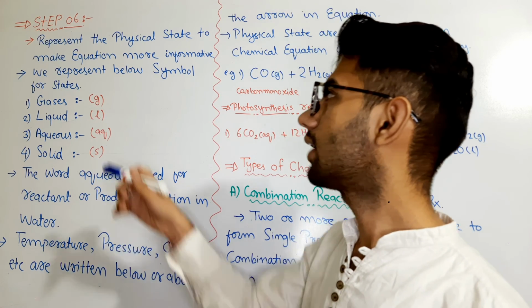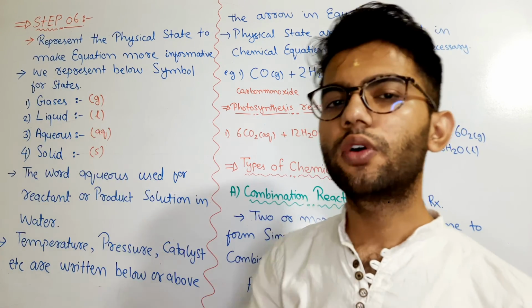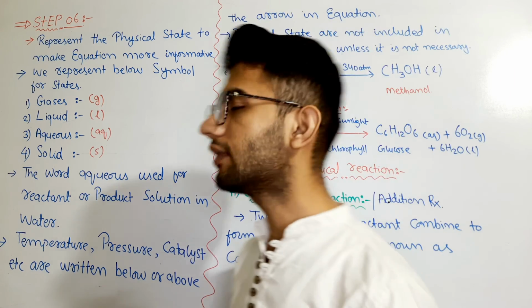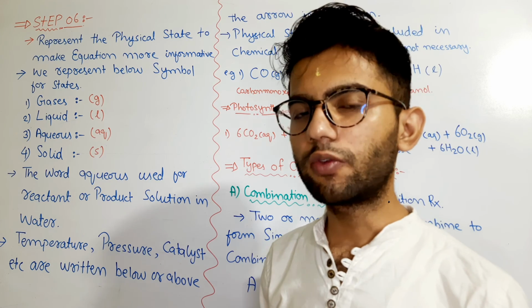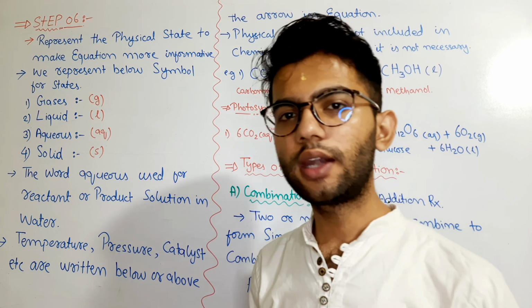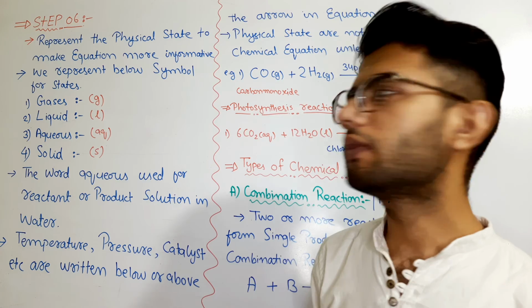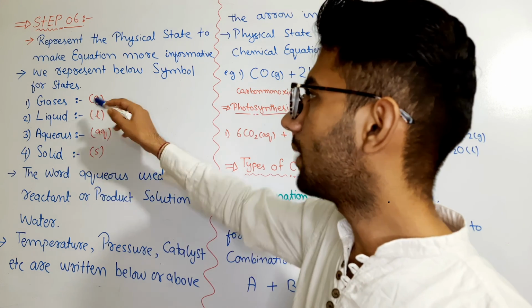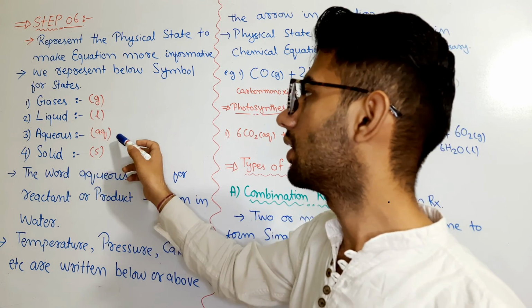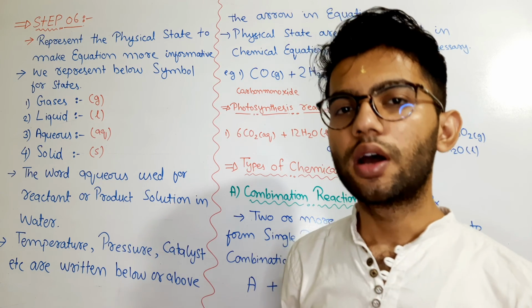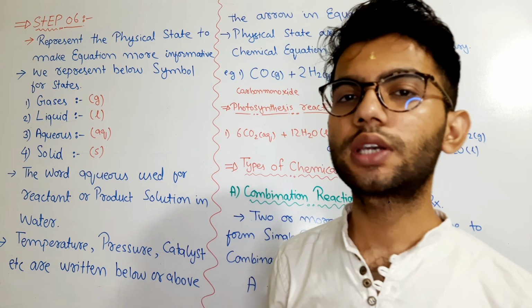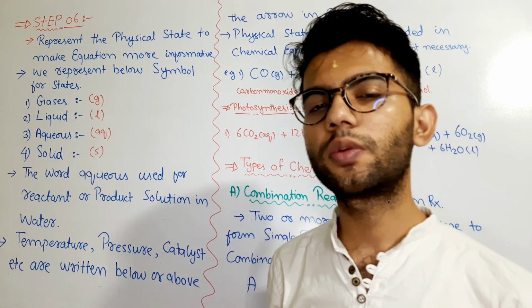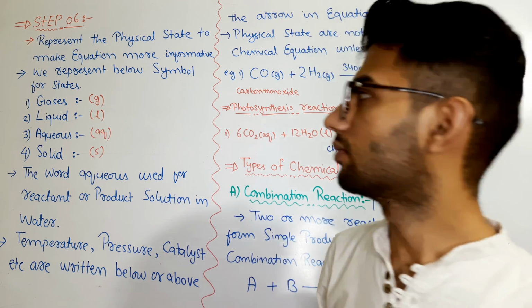So our next step, step 6, will make our equation more informative than it is in step 5. What we do in this step is represent the physical state of our reactants and products in the equation. In which state are our reactants and products present? In order to represent their state, we use small letters.